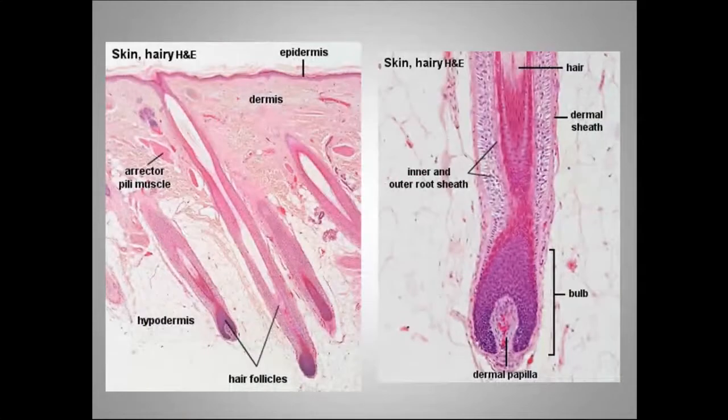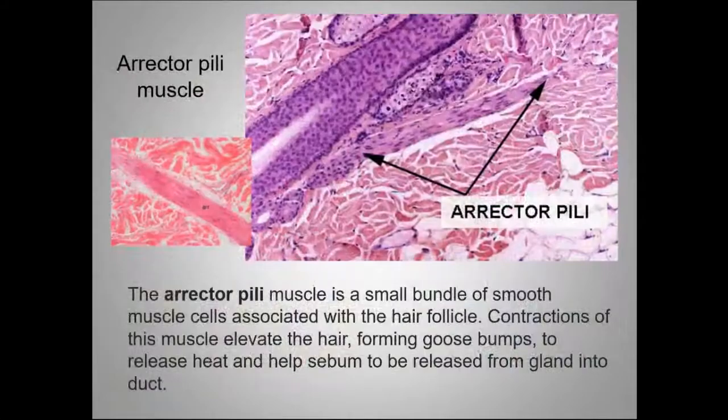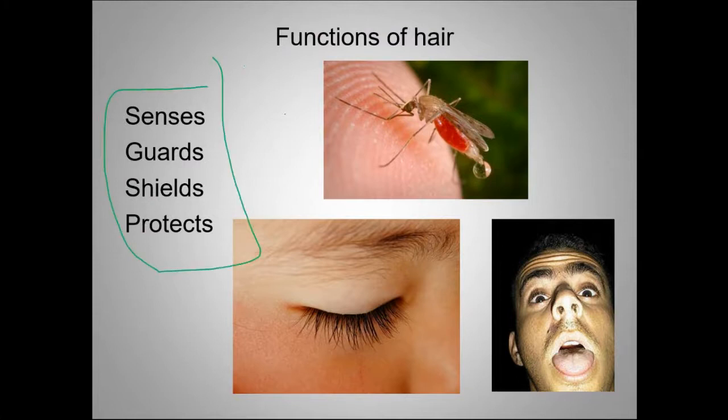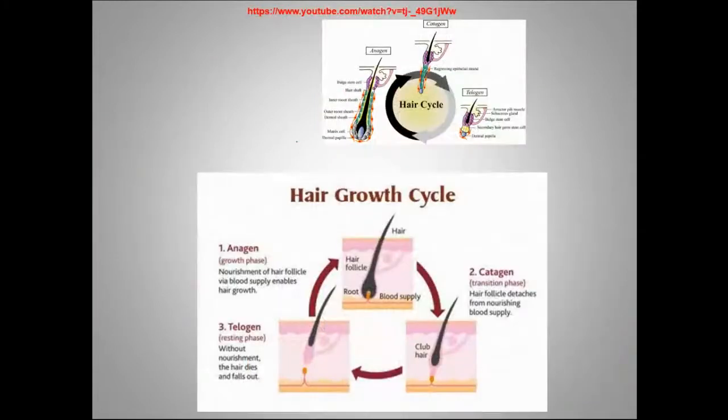All right, so again, this is a beautiful image of a hair. It shows very well the dermal papilla, okay, the hair bulb, and the follicle itself. All right, very important is the erector pili over here. This is a bundle of muscle tissue that is responsible for the so-called goosebumps, okay? All right, so the functions of hair: sensing, guarding, shielding, and protecting.